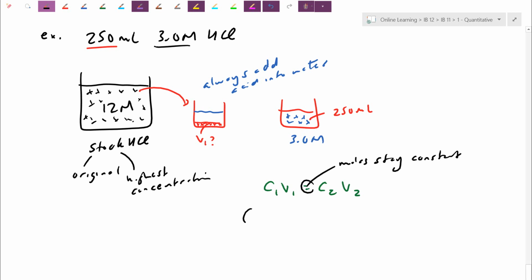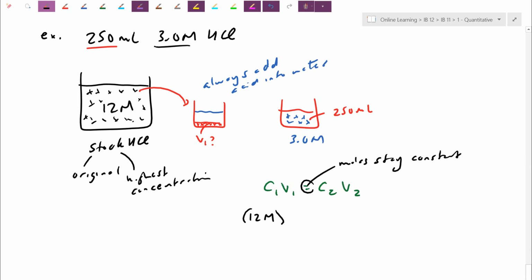Starting off, it doesn't matter what you call 1 or 2, just make sure you're careful. In this case, let's call 1 the stock, the really strong stuff. The really strong stuff here is going to be 12 molar. Regardless of whether it's in the whole bottle or whether I pour it out, imagine this is orange juice. When you pour it out of the pitcher into the cup, the orange juice in the cup tastes exactly the same. The concentration is intensive.